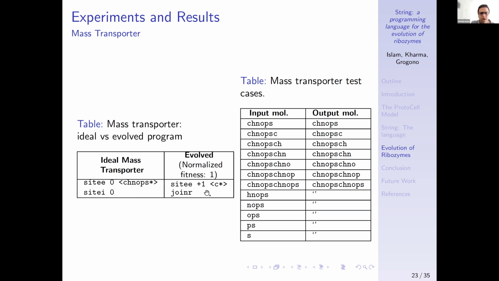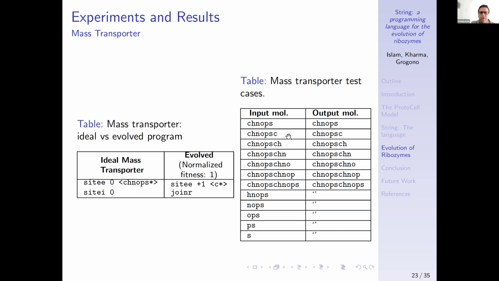And this is our evolved program, which is functionally the same thing. It functions the same way. And these are the list of test cases that we used. So we put these molecules in the cell and we execute the program, which provides the expected output, which is this. So that's how we designed the test cases for evolution.